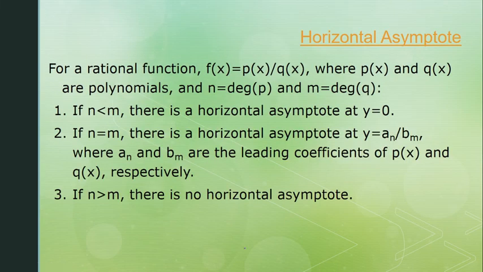Then for horizontal asymptotes, for a rational function f of x equals p of x divided by q of x, where p of x and q of x are polynomials, and n equals the degree of p and m equals the degree of q, if n is less than m, meaning the degree on our top is less than the degree on our bottom, there is a horizontal asymptote at y equals 0. If n equals m, so if our degrees on the top and bottom are the same, then there is a horizontal asymptote at y equals a sub n divided by b sub m, where a sub n and b sub m are the leading coefficients of p of x and q of x.